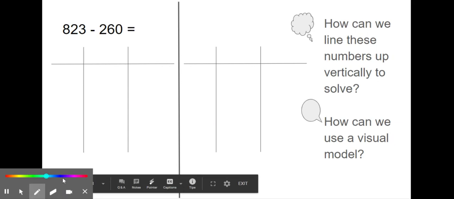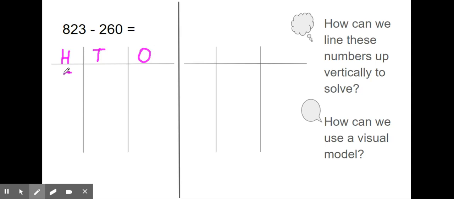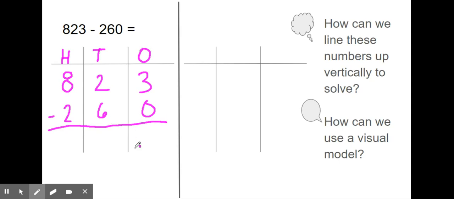Okay, so this time we are going to do 823 take away 260. So let me do my hundreds, tens, and ones, and make sure I'm lining my numbers up correctly. 823 take away 260. Okay, this time I'm just going to go ahead and solve it vertically first, and then I'll do my visual model. So I have 3 ones, take away 0 ones.